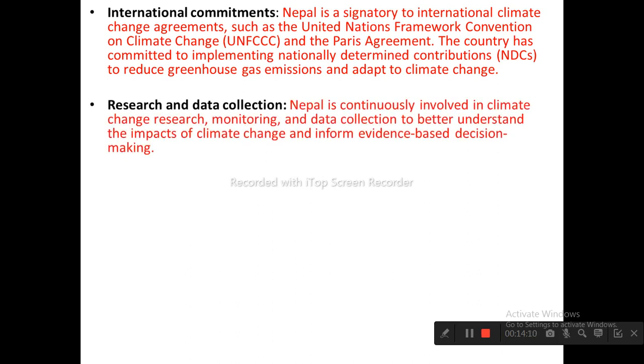Next one, research and data collection. Nepal is continuously involved in climate change research, monitoring, and data collection to better understand the impact of climate change and inform evidence-based decision making.